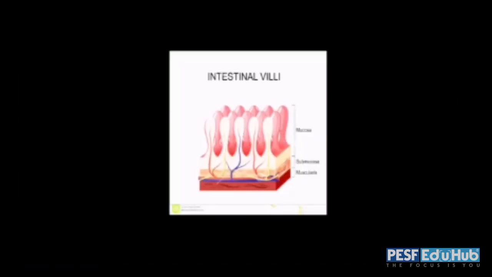Now move to villus again. Here a cross section of the intestine is taken. Here you can see a large number of finger-like structures. It also increases surface area here. Surface area increasing. So, intestinal villi.